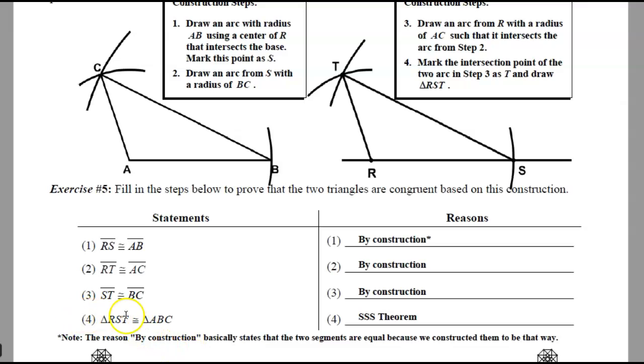And then finally, the triangles are congruent because of SSS. We don't need the word theorem there if you don't want it, but it's because we created three equal sides in both triangles. So that's your beginning introduction to Unit 4. And we will continue with increasing levels of difficulty with constructions in this unit.